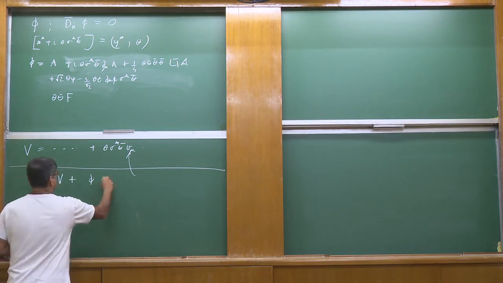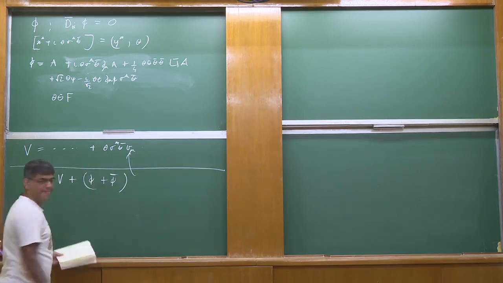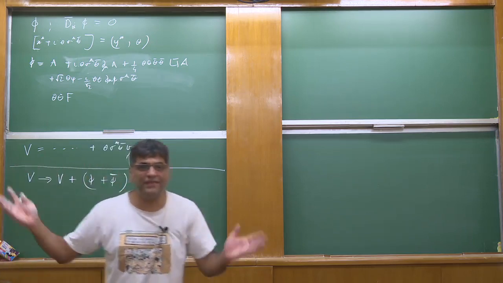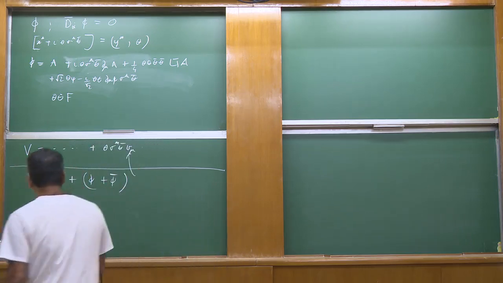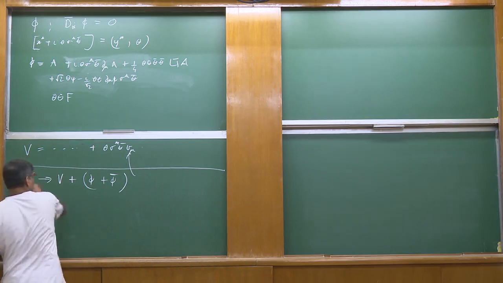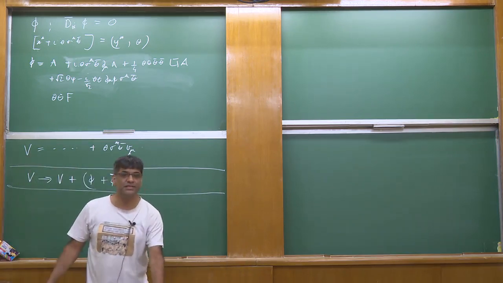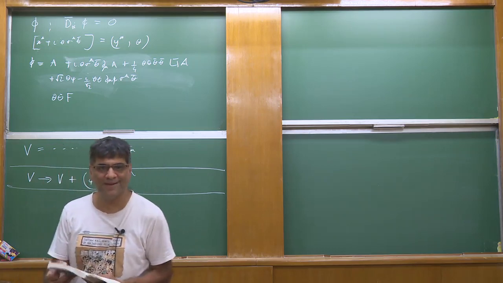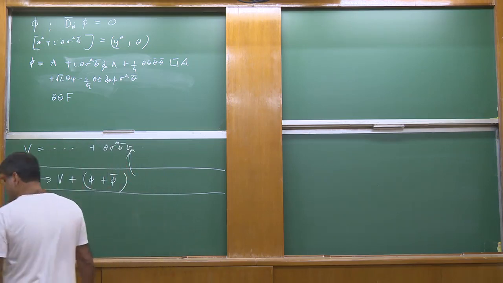Phi plus phi bar. This was a gauge invariance in our setup. Okay? And we showed that it was possible to use this gauge invariance to move to this so-called Wess-Zumino gauge. Right?